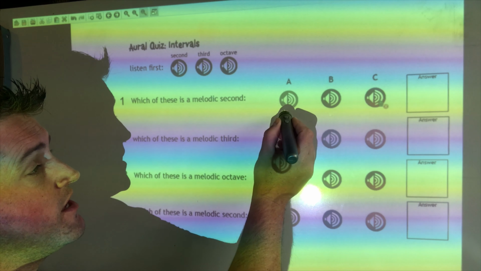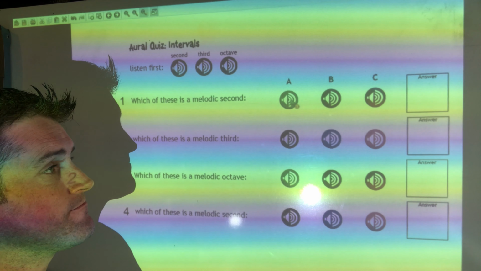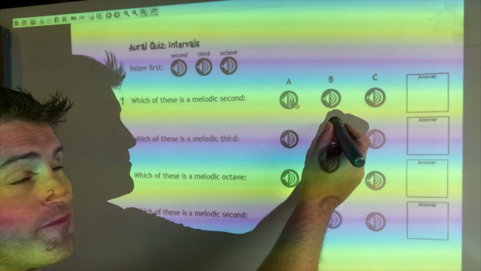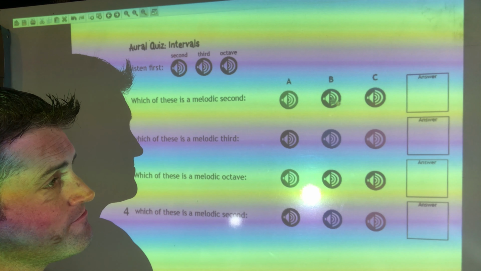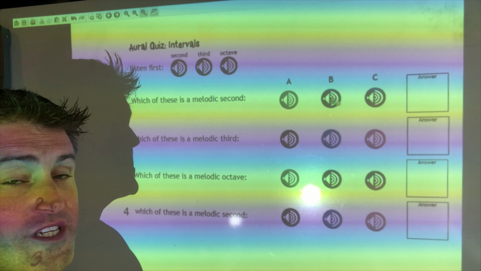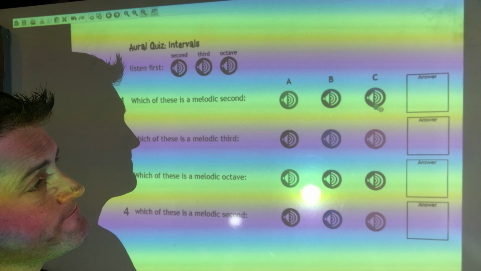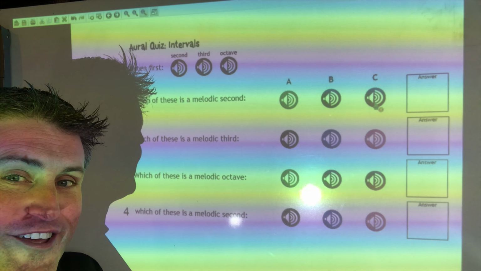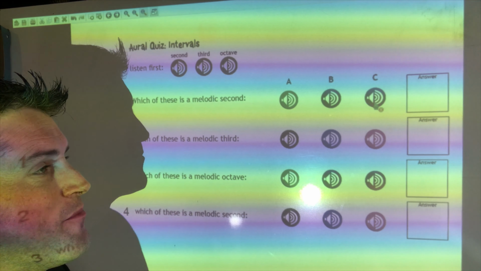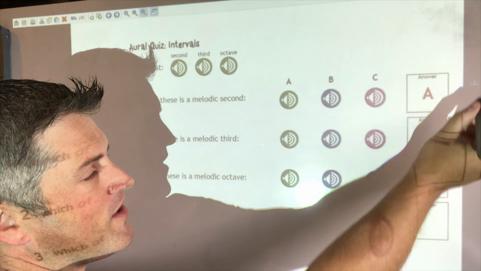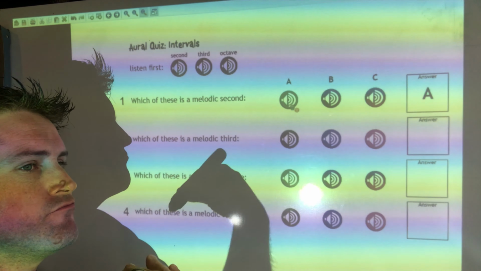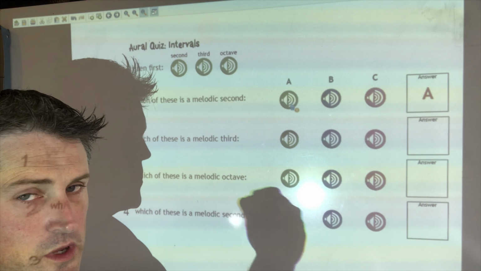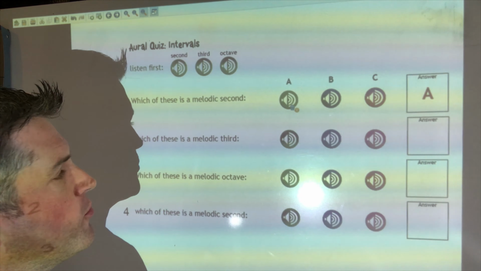For number 1, is it A? Is it B? Or is it C? In this particular case here, better make sure you've got your answer down there on your piece of paper or your whiteboard at home. And we have A. And then we could carry on all the way through.